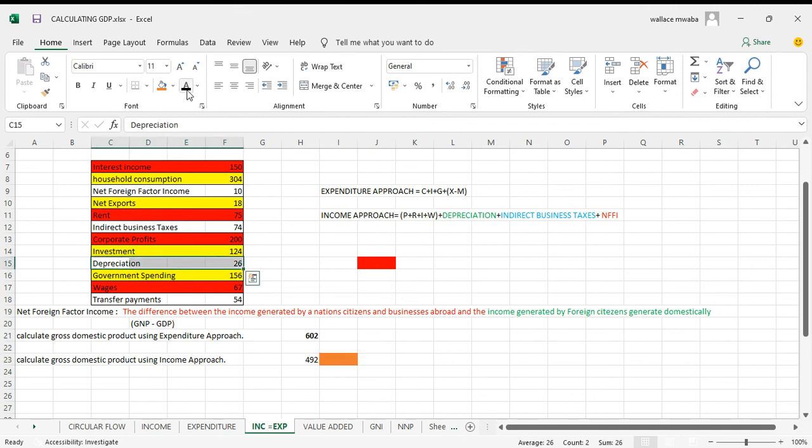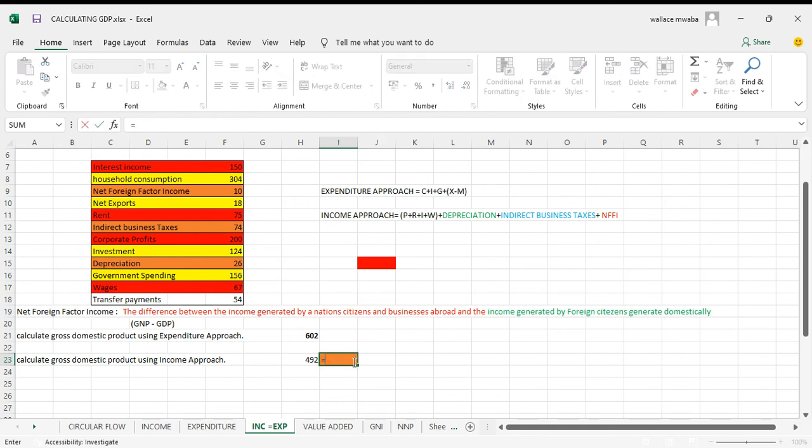Depreciation, indirect business taxes. Sometimes in other questions you will see sales taxes, so they interchange the words. And our net foreign factor income. So we're going to include our adjustments. So we say depreciation, indirect business taxes, and our net factor income.